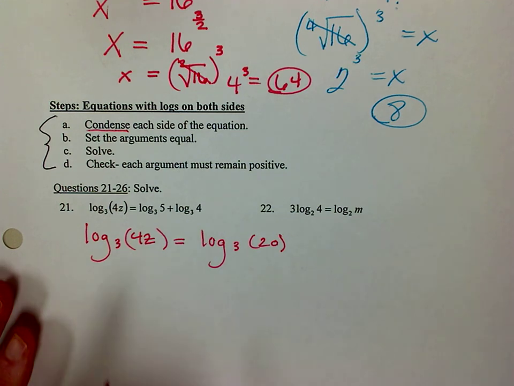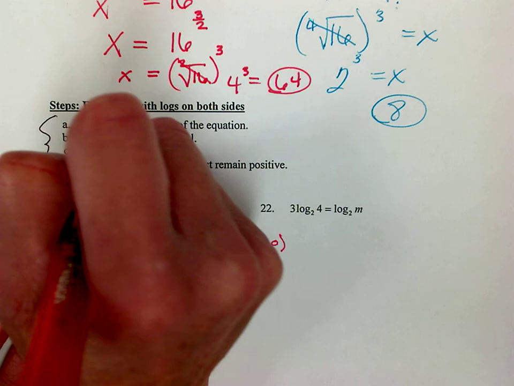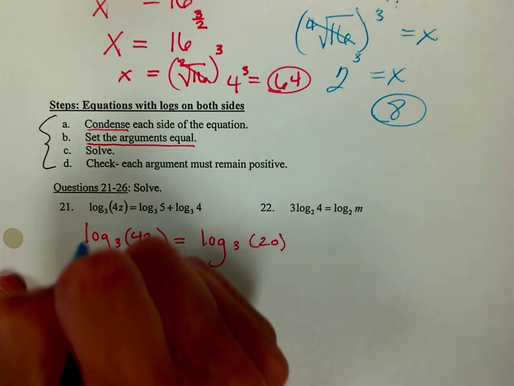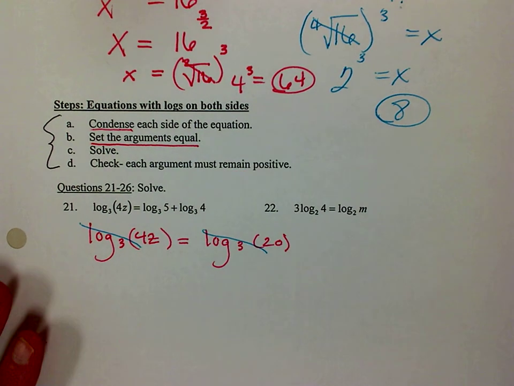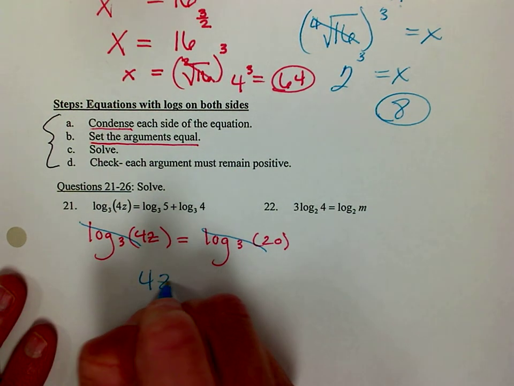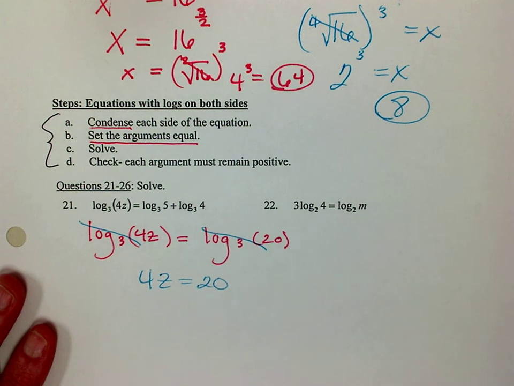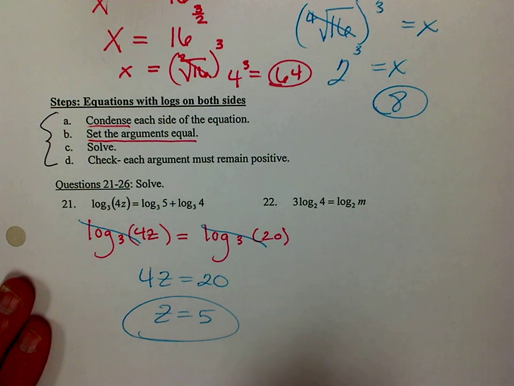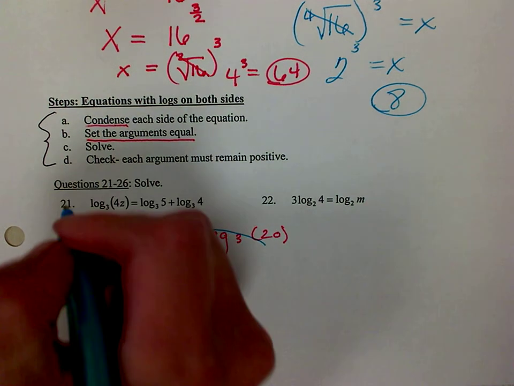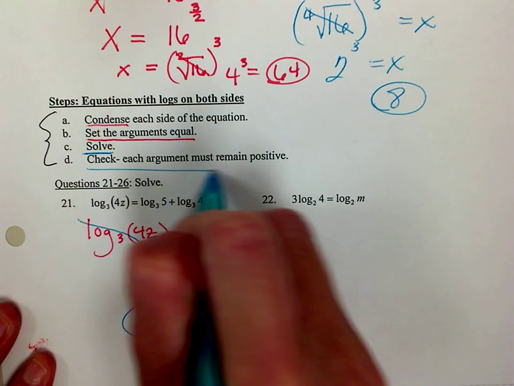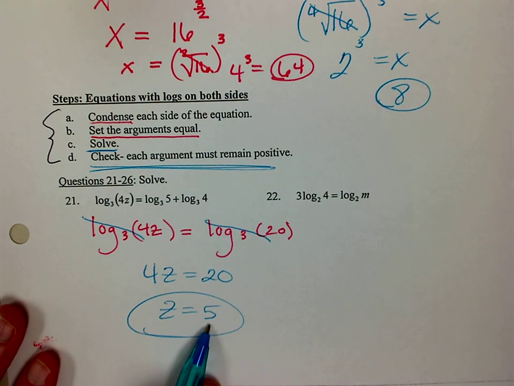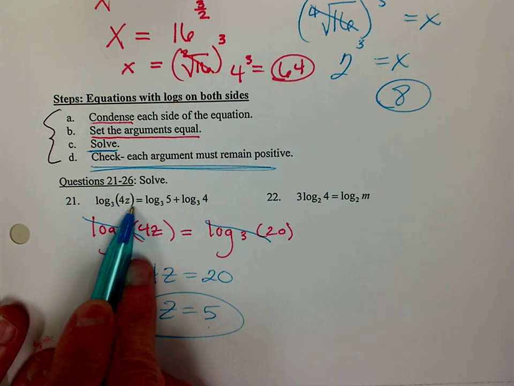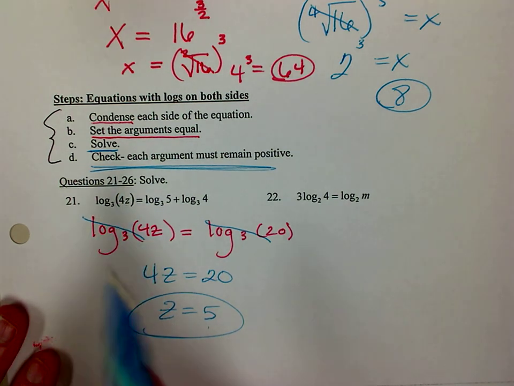Okay, so now that I have each side condensed, I'm going to set the arguments equal to each other, which means the logs can just go away. I am left with 4z equals 20. And now it's just a basic equation. Z equals 5. And then that's my answer. So we just solved. It says to check. So if I were to go back and substitute 5 for z, this result should be a positive number, which it is. It's 20.